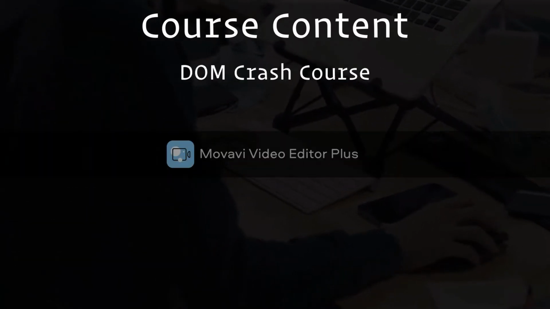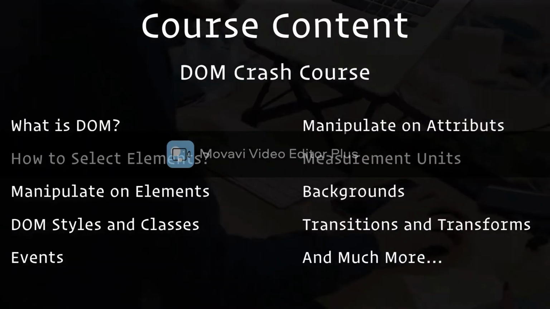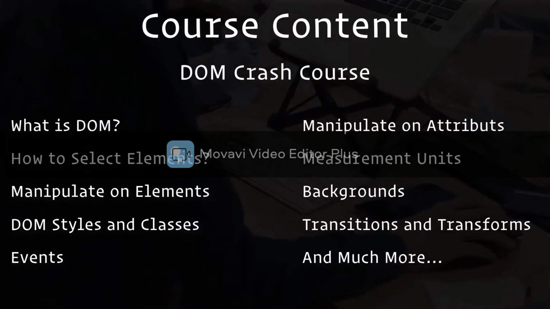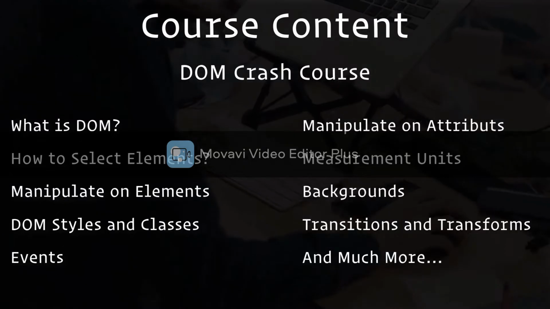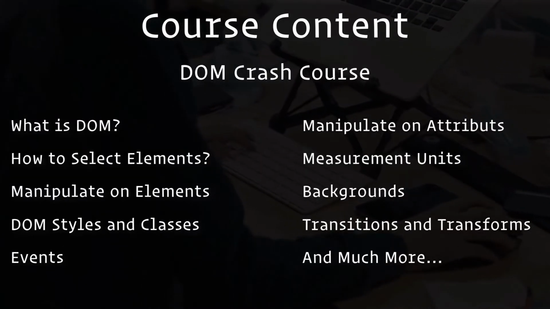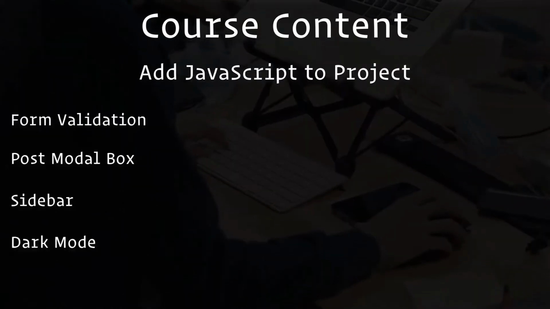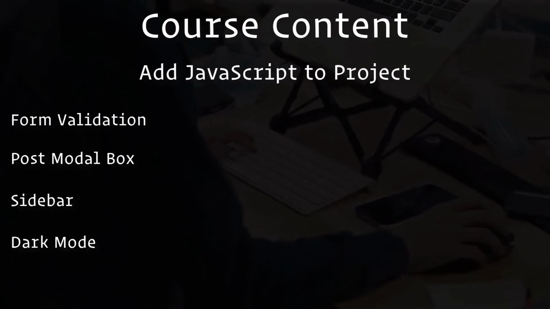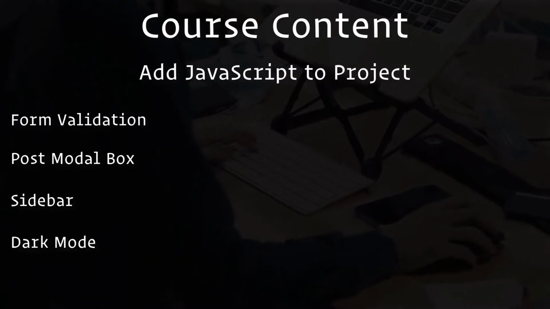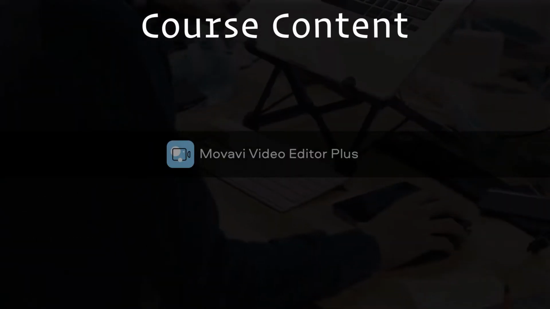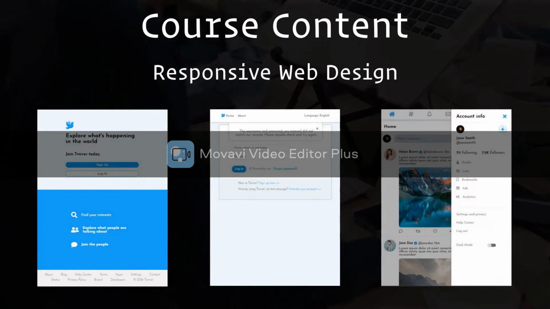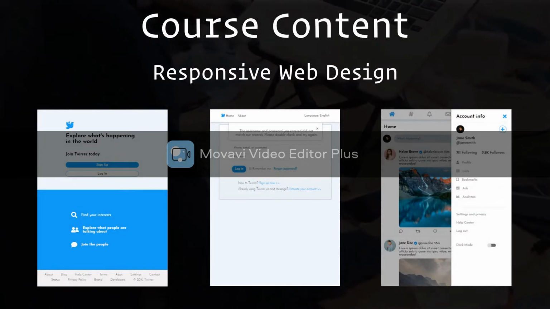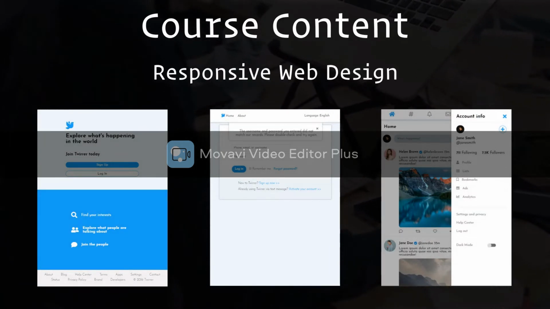It should be followed by the DOM crash course. DOM is the Document Object Model which allows us to interact with and manipulate the HTML document with the help of JavaScript. After going through those 2 sections, we will add some functionality to our project, and for that we will use JavaScript and DOM. Finally, once we finish building our project, we will make it responsive for all different screen sizes, so you will learn about how responsive web design works.